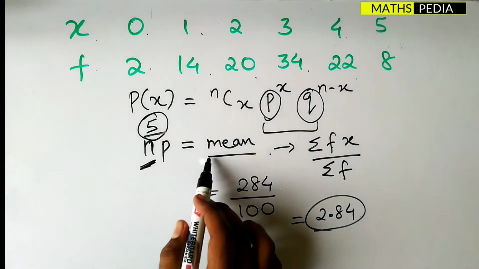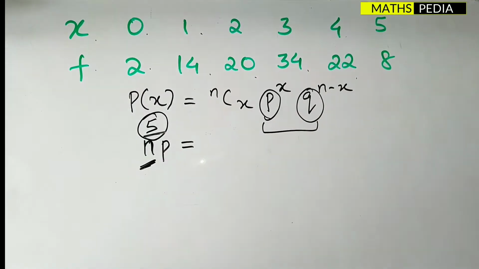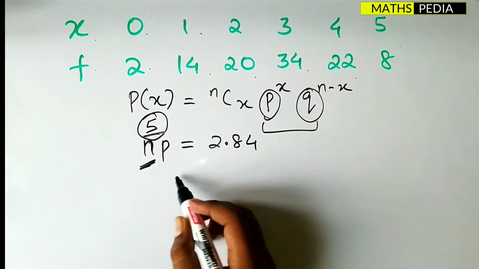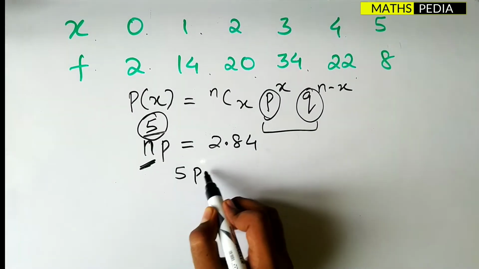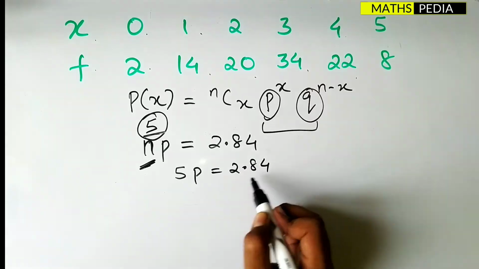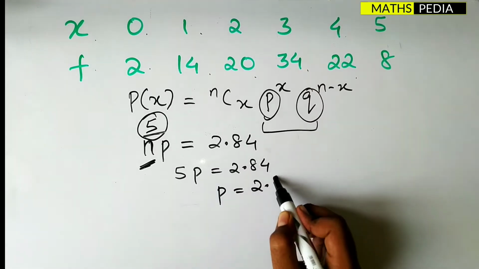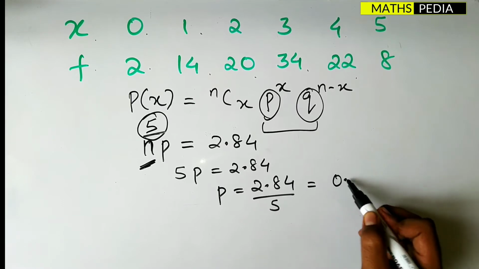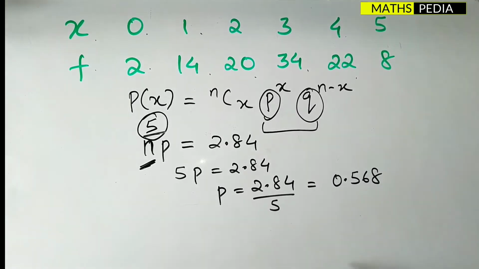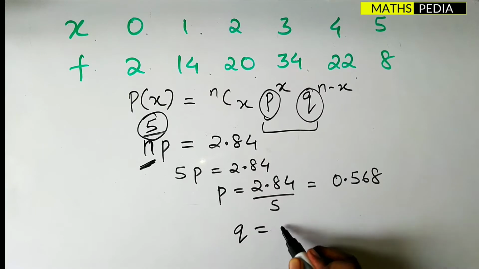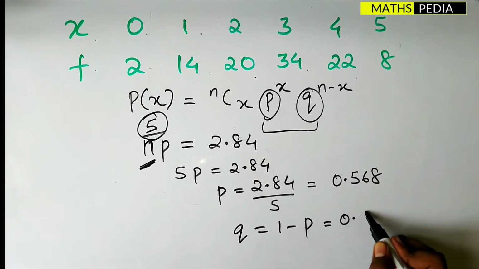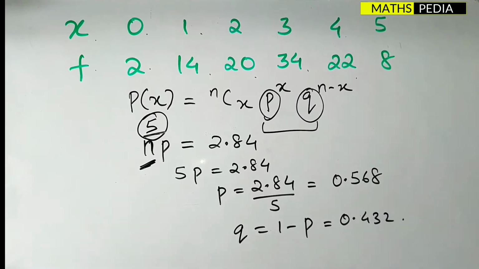Now we just substitute. np is equal to 2.84, and n is 5. So 5p is equal to 2.84. Therefore, p is equal to 2.84 divided by 5, which is 0.568. For q, we just subtract: 1 minus p, which is equal to 0.432. So this will be the answer.